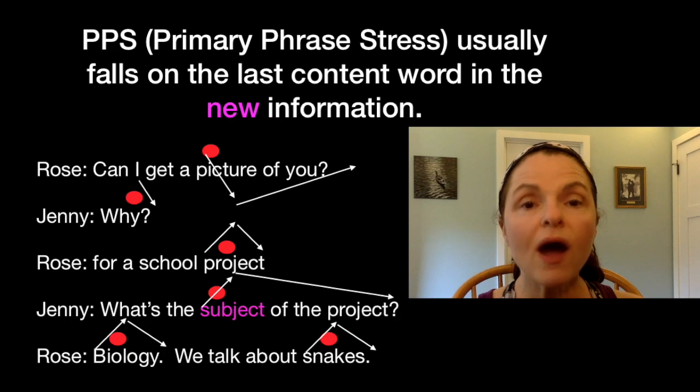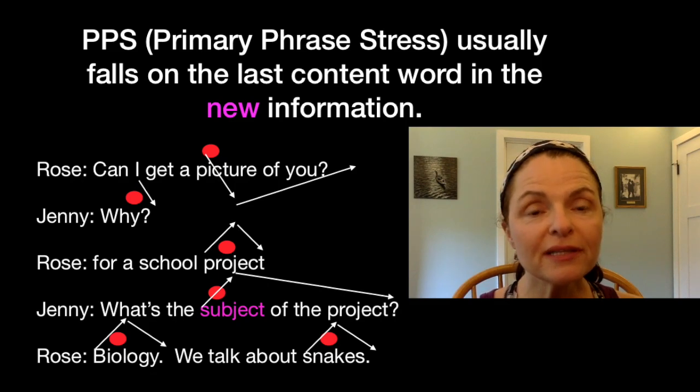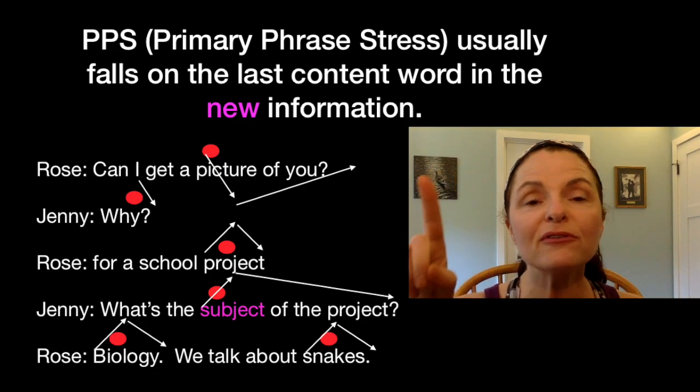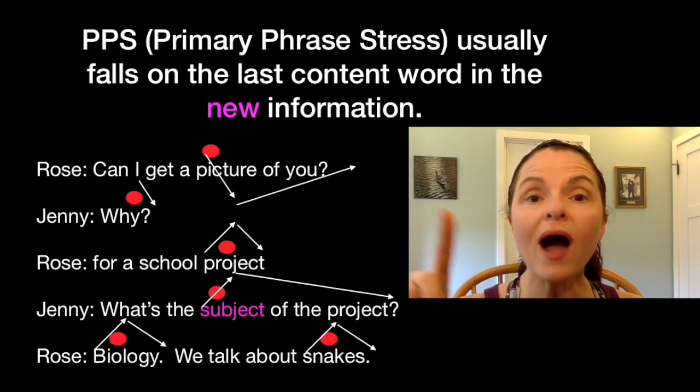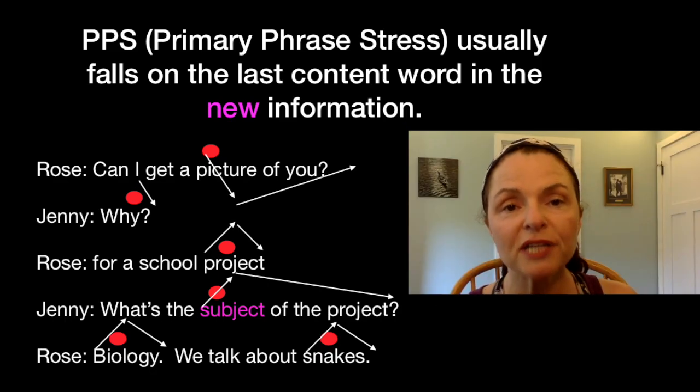The question why has its own thought unit. It's just one word all by itself. We're going to go up on why and down on why, all in one syllable. It's a WH question that has to have falling intonation. We go up before we go down. Why? For a school project.